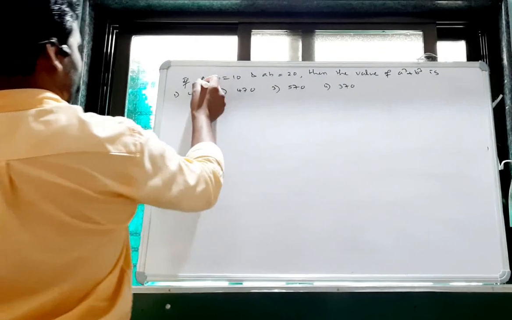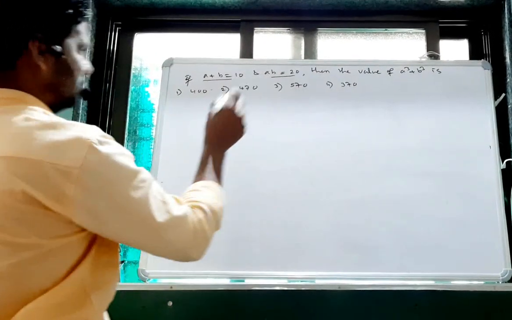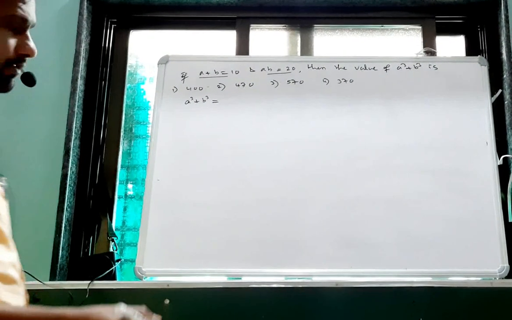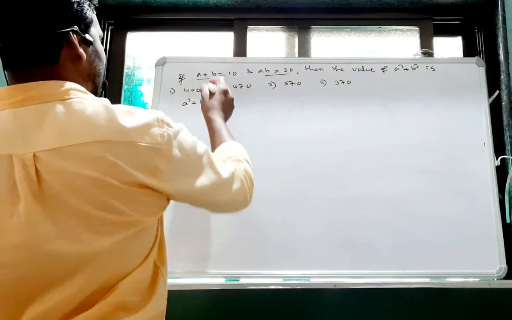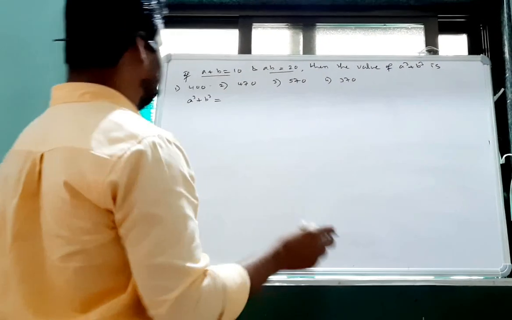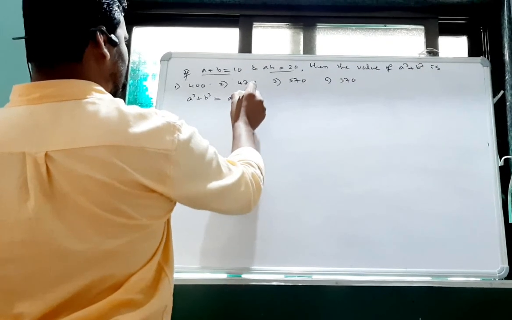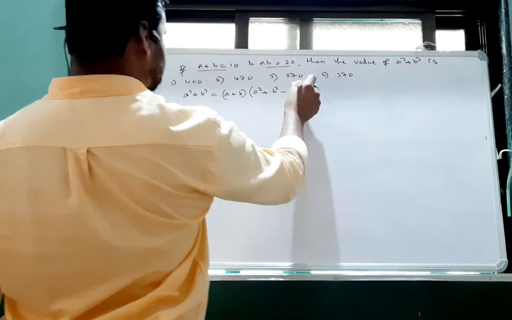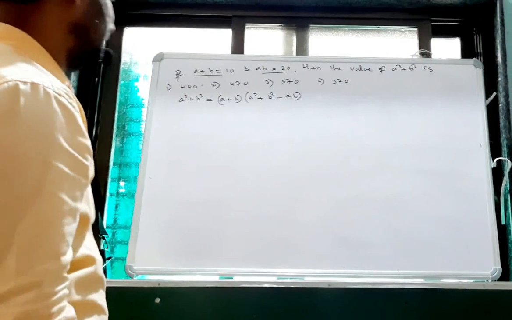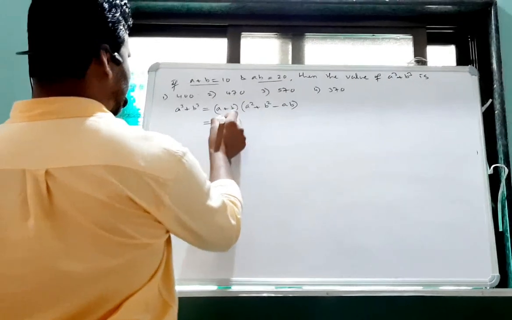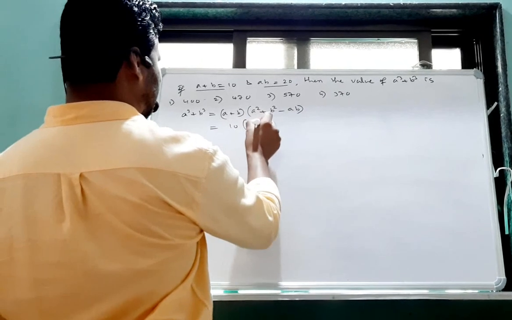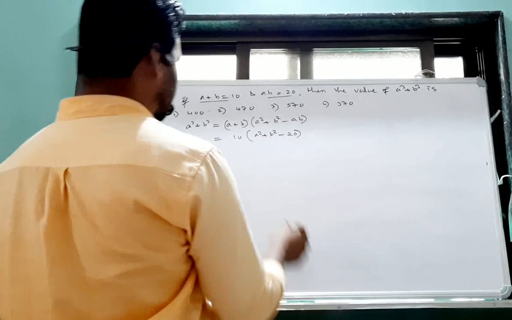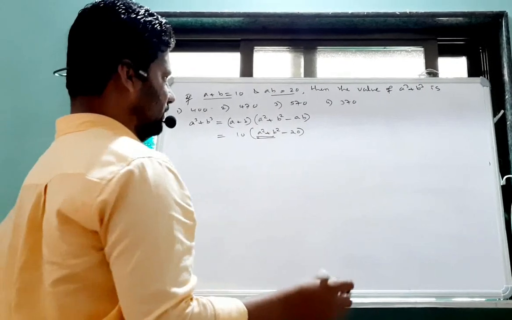So a + b is 10, ab is 20, given. We want a³ + b³. Now we can use the formula of a³ + b³ in terms of a + b and ab. That is (a + b)(a² + b² − ab). If a + b is 10, a² + b² is not given, so minus 20, as ab is 20. So first it is required to find a² + b².